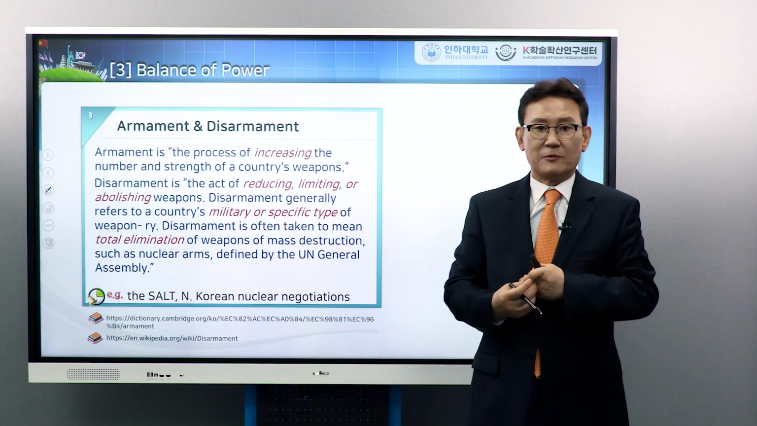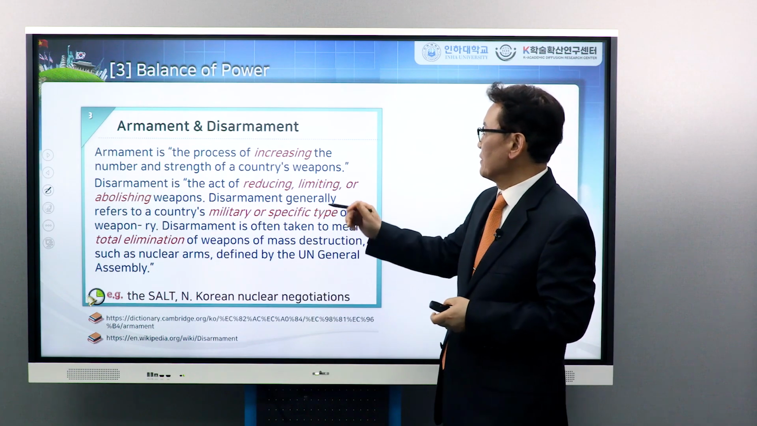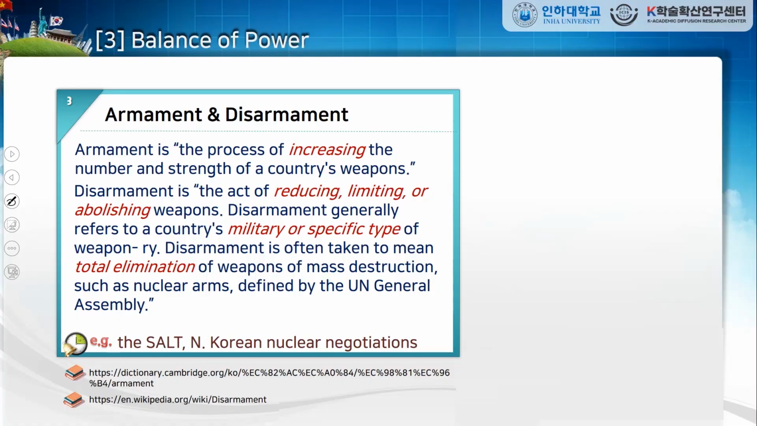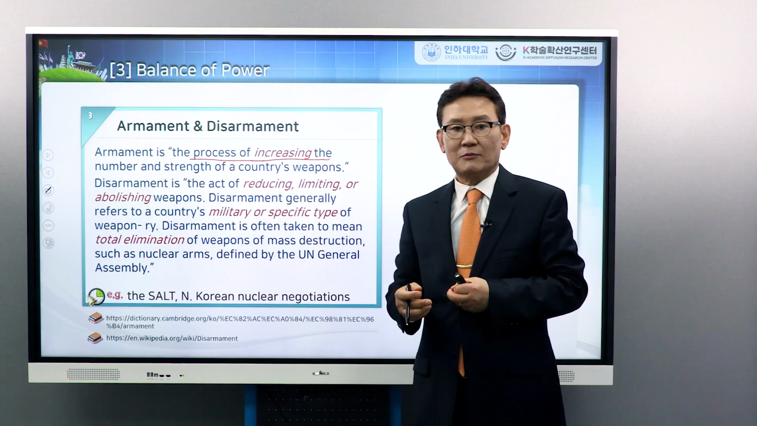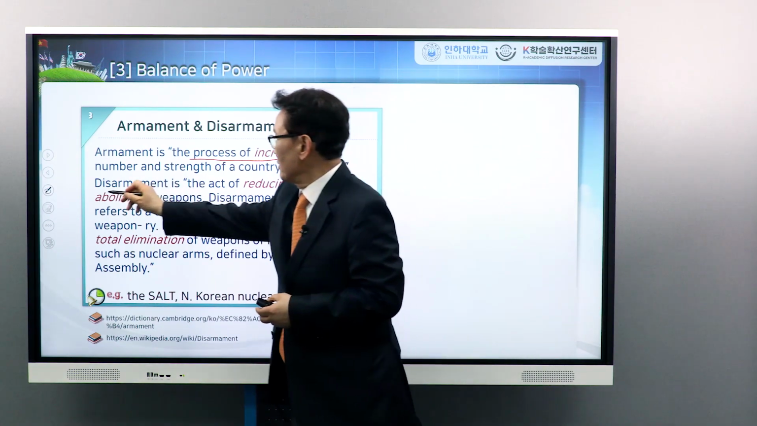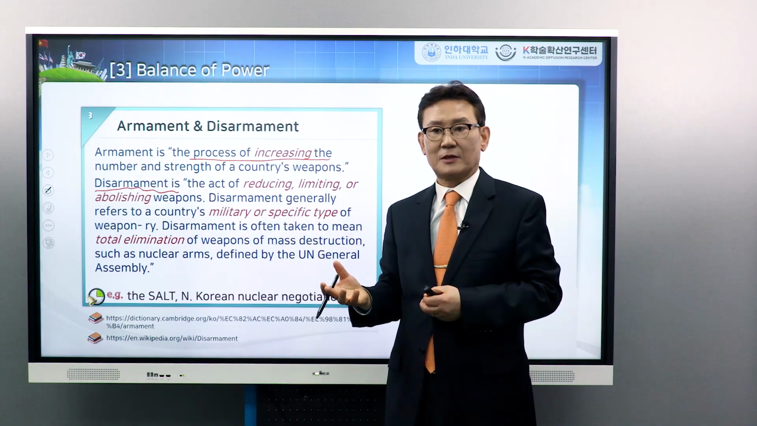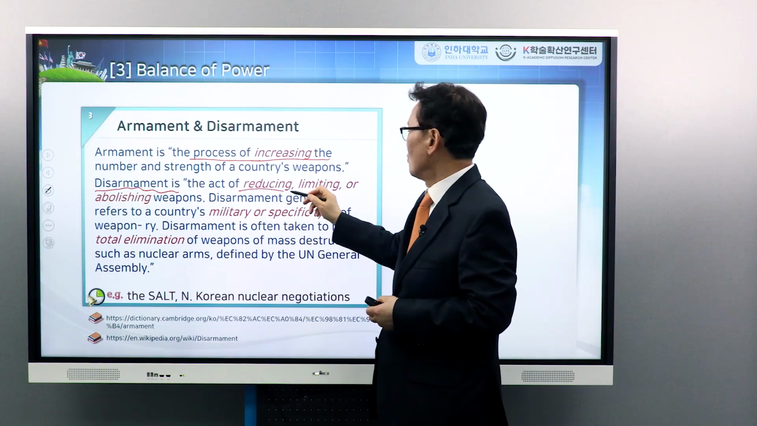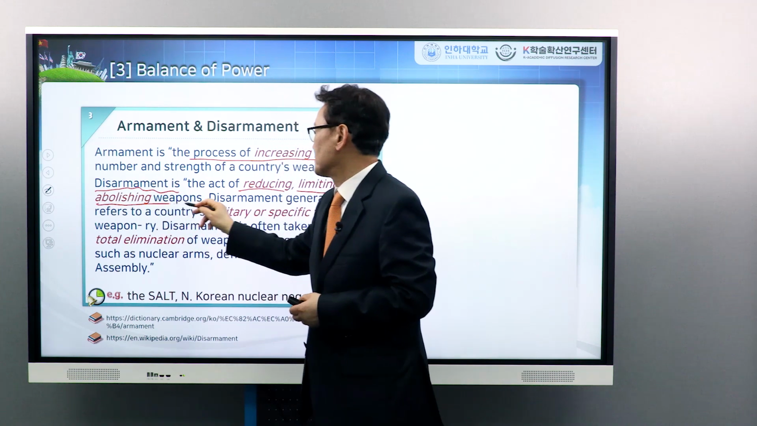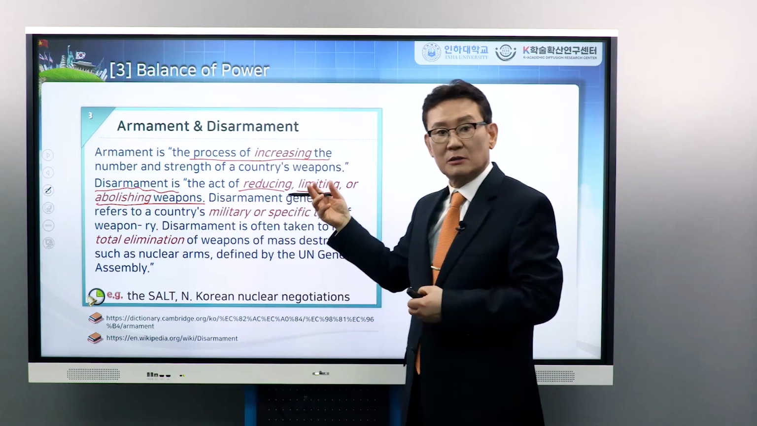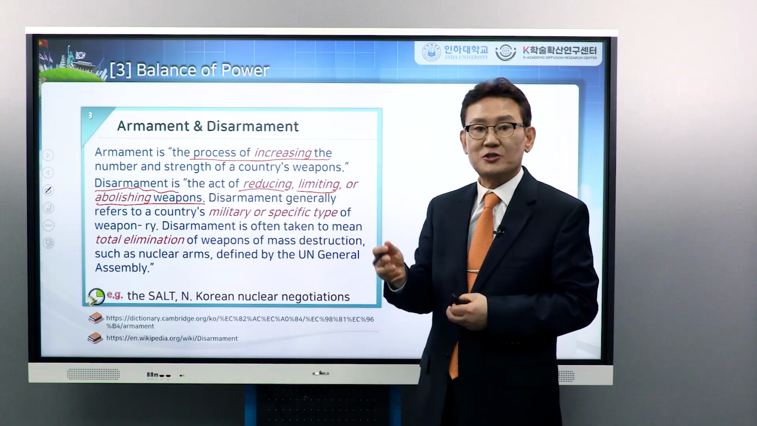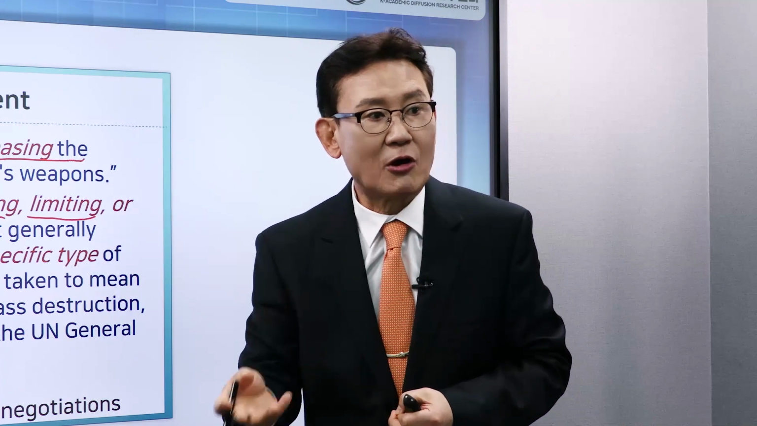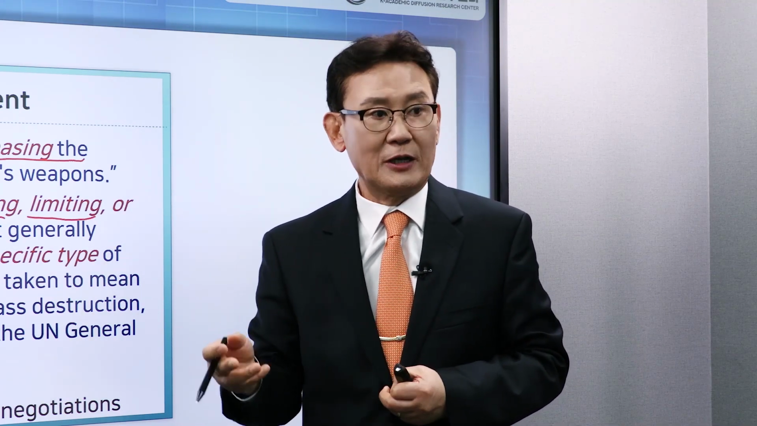Now, armament and disarmament. Armament means the process of increasing the number and strength of countries' weapons. So it's easy to have armament if you have enough money, and also if you have people's consent in democratic societies. But unlike armament, disarmament is very contradictory and problematic. Disarmament is the act of reducing or limiting or abolishing weapons. Obviously, it takes a lot of money to build weapons. But think about the country's position, which has to disarm or reduce, limit the weapons it already paid a lot of money for.